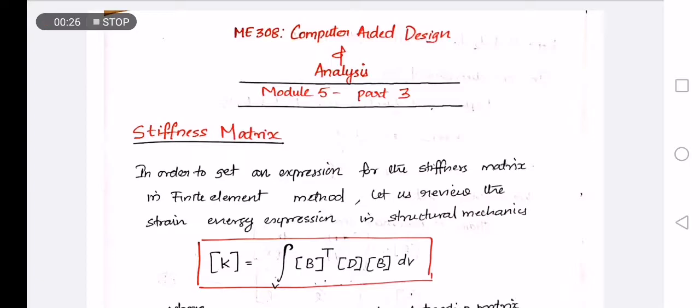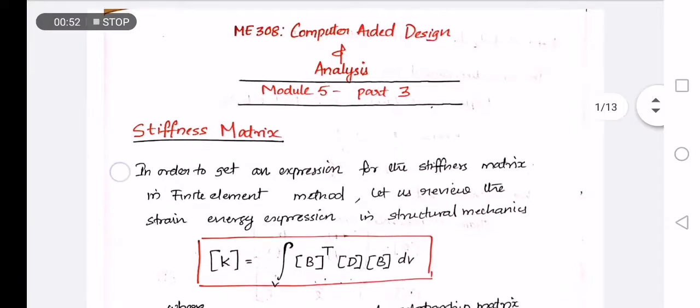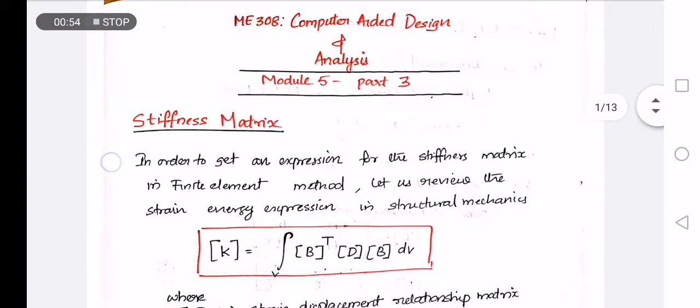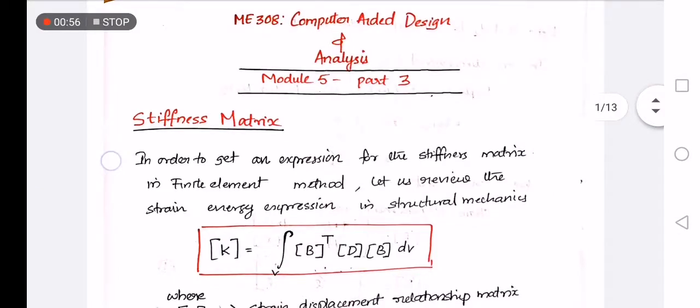The first step is discretization of the structure, where we will divide a structure into small pieces of elements, and again after discretization we will number the nodes and these elements, and after that we will select the displacement function or shape function or interpolation function. Then we will define the material behavior. After that comes derivation of elemental stiffness matrix. So let's see what is stiffness matrix and how to derive the elemental stiffness matrix.